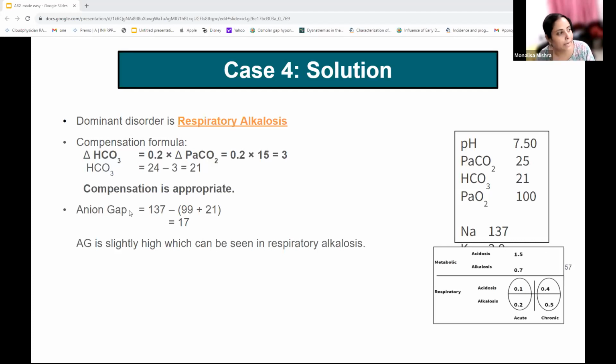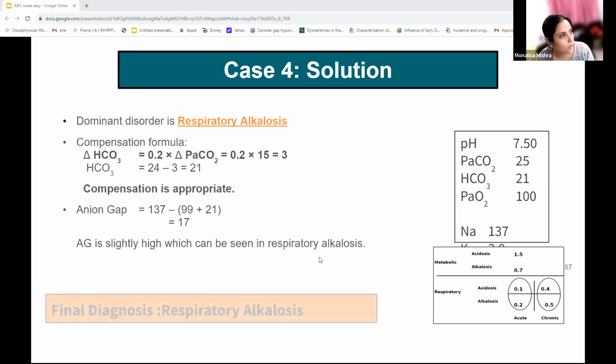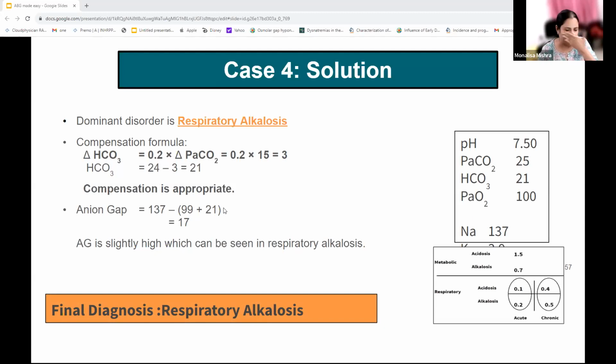You can also calculate the anion gap, that is sodium minus chloride plus bicarb. Anion gap is slightly high, which can be seen in respiratory alkalosis. So the final diagnosis here is respiratory alkalosis only, because the compensation is adequate. You can also say it is respiratory alkalosis with adequate metabolic compensation, which is another way of answering it. This is a simple acid-base disorder. You found that it was alkalosis, then respiratory alkalosis, then calculated the compensation using the formula and found it adequate.